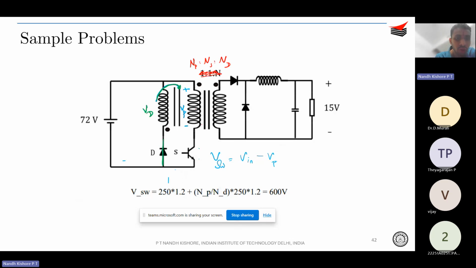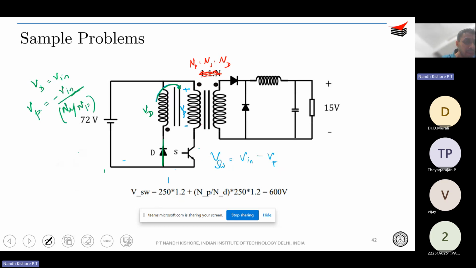Let me call this VD. When the diode is on, you know that VD is equal to V in. So you transfer it to the primary side, correct? When you transfer it to the primary side, V primary becomes what? Minus V in divided by whatever is the turns ratio, so minus V in divided by ND by NP, correct? This is the turns ratio between demagnetizing and primary winding. So this is your V primary voltage.